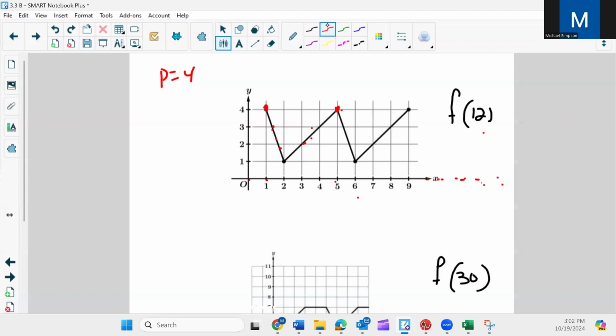But how do we know which one? You can just subtract the period. So f of 12 we can write as f of 12 minus 3 periods of 4. And when we do our little math, that gives me f of 0. But wait a second. The graph is not shown at x equals 0.